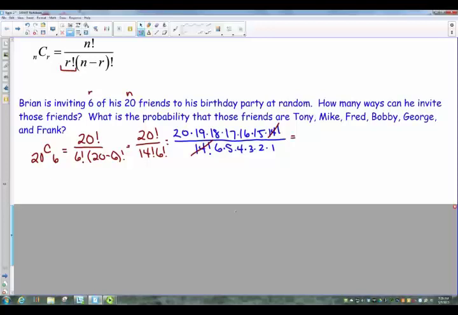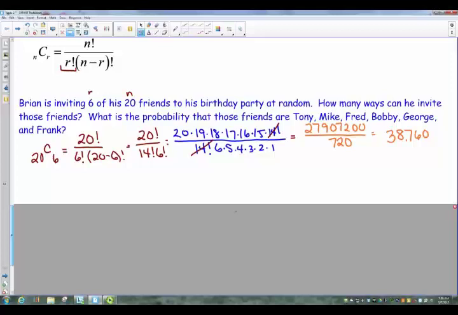All right, now we see what we have left. Well, in the numerator, I've got 20 times 19 times 18 times 17 times 16 times 15, which works out to be 27,907,200. In the denominator, I have 6 times 5 times 4 times 3 times 2 times 1, which is basically 6 factorial, which is 720. Okay, so I've got that. Now I divide, and I end up with 38,760. So there are 38,760 different ways he could choose 6 of his friends.